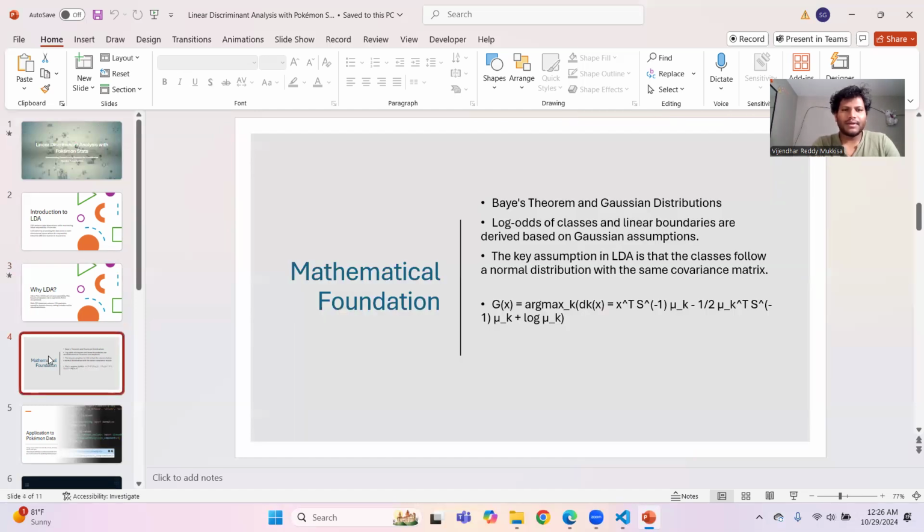And coming to the mathematical foundation, Bayes theorem and Gaussian distribution, like log odds of classes and linear boundaries are derived based on Gaussian assumptions. The key assumption in LDA is that the classes follow a normal distribution with the same covariance matrix. And below is a formula, a mathematical equation that gives the Gaussian distribution.